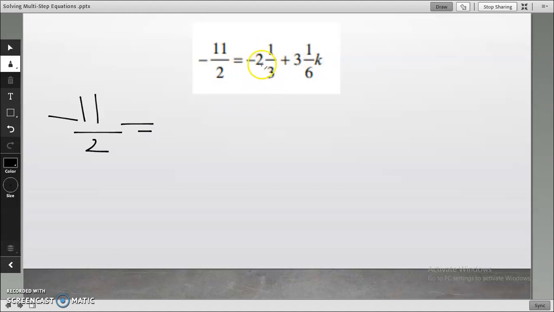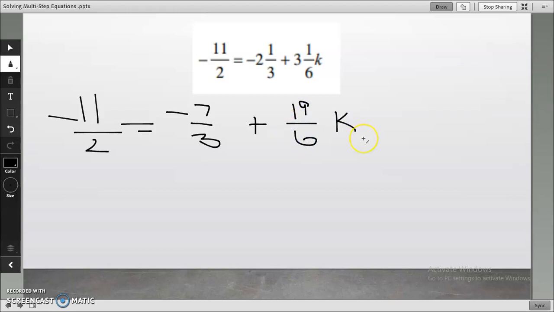So I'm going to change that to improper. So that's negative 2 times 3 plus 1, which is negative 7 over 3, plus 3 times 6 plus 1, which is 19 over 6x.